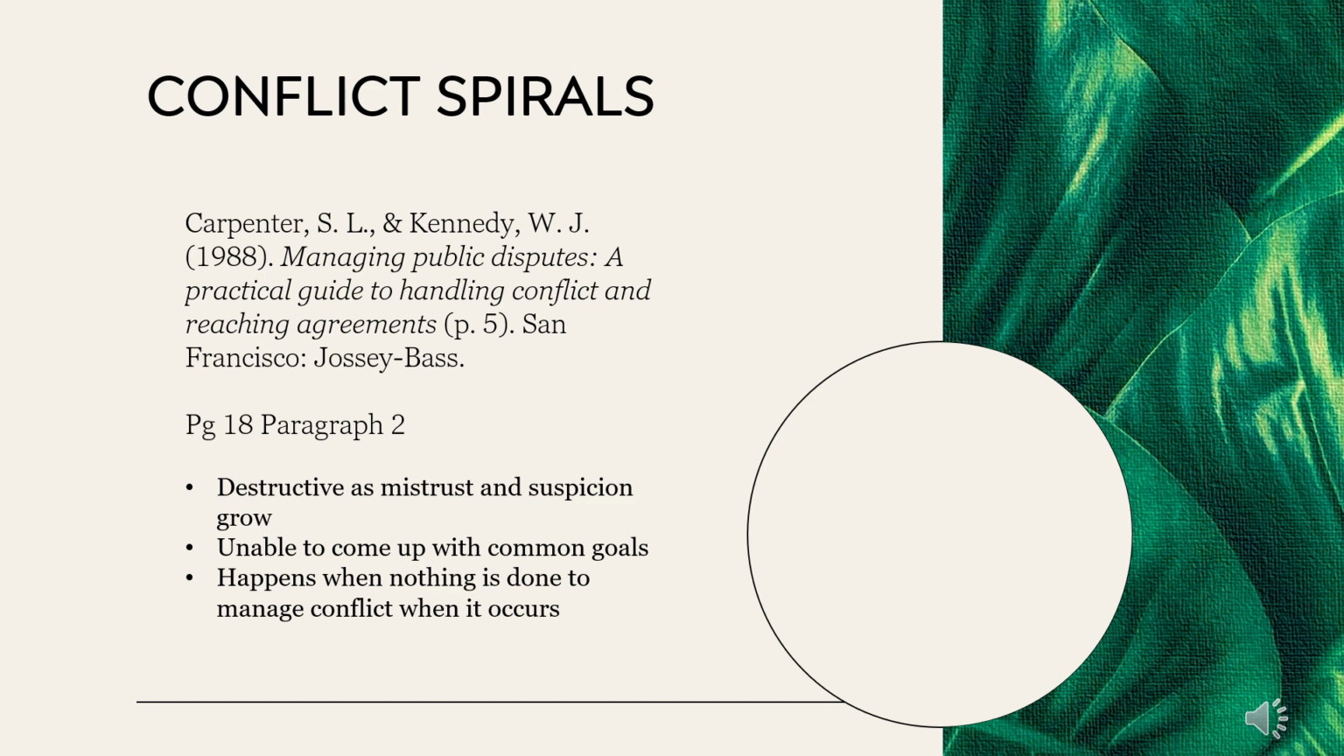So the first author I chose was Carpenter and Kennedy. It's on page 18 in paragraph 2, and it talks about conflict spirals, and it talks about how destructive it can be when the conflict turns into a conflict spiral, as mistrust and suspicion grow within the understanding of trying to resolve this conflict. They're unable to come up with a common goal, and they kind of do their own thing on separate occasions. And it usually happens when nothing is done to manage the conflict when it occurs in that moment. So the conflict starts to spiral out of control, and then on top of that, there is no repercussions for the spiral of the conflict.